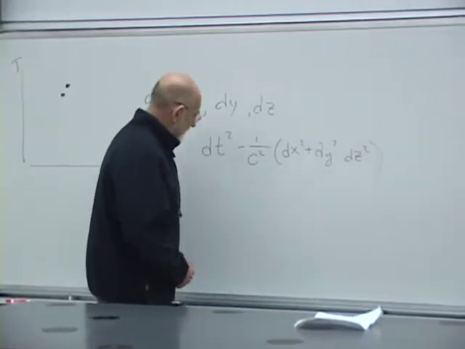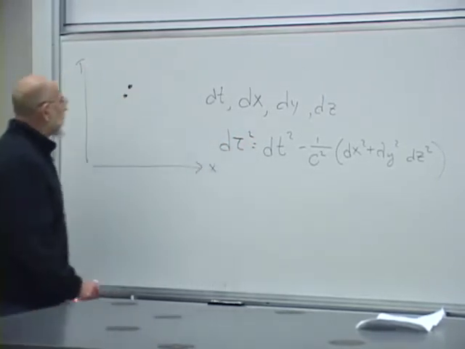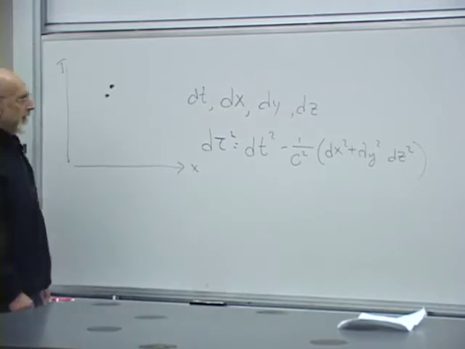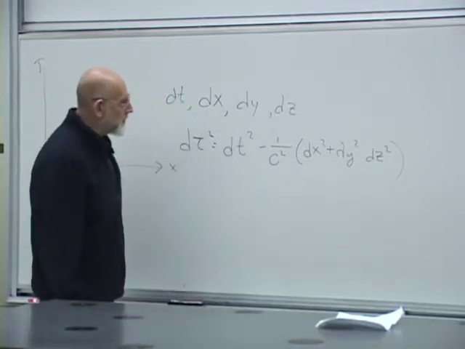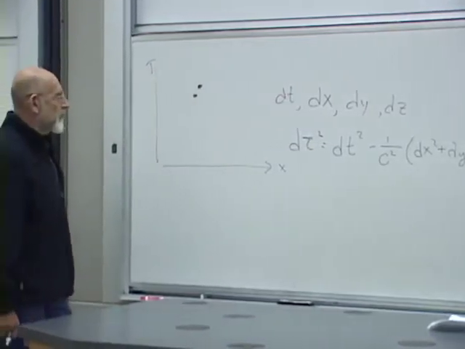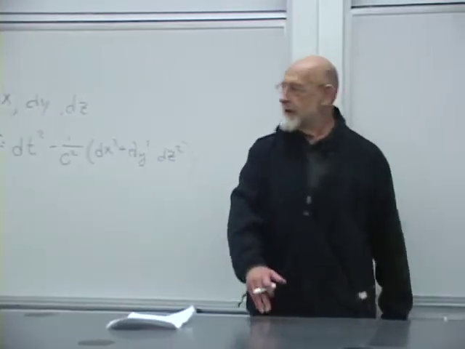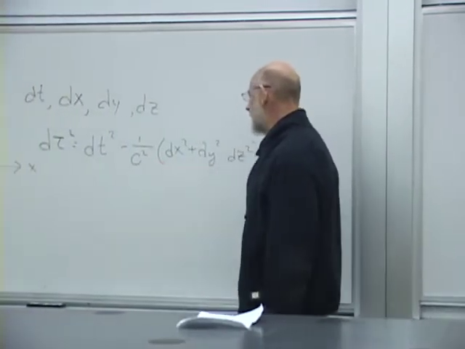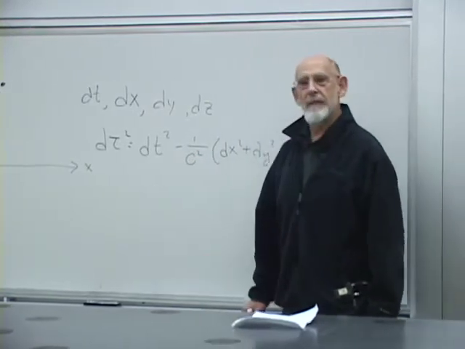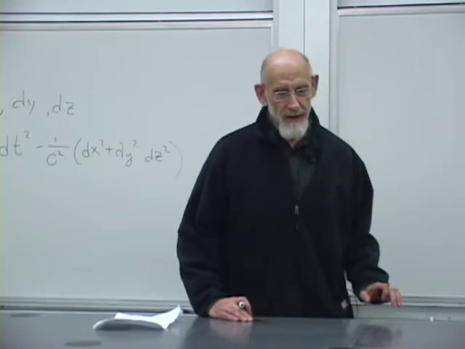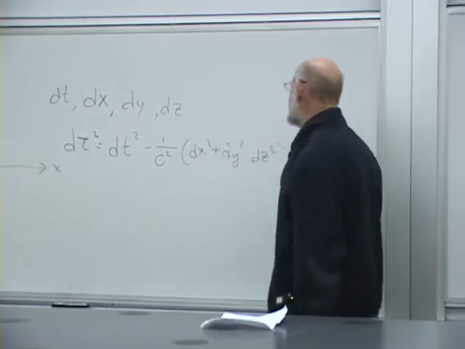Let's leave it for a moment. This is the proper time between 2 points along a trajectory. It's a nice concept as long as dt is bigger than dx squared plus dy squared plus dz squared. The proper time, the square of the proper time in particular, ought to be a positive thing. But notice that if dx squared plus dy squared plus dz squared is bigger than dt squared, something bad happens to this expression, namely d tau squared is negative. But never mind. Nevertheless, this is the definition of proper time between any 2 points.